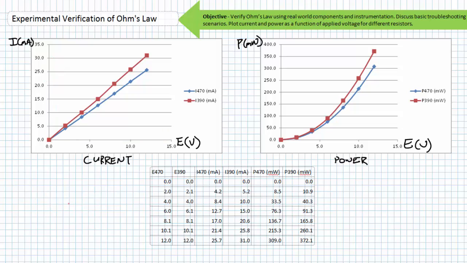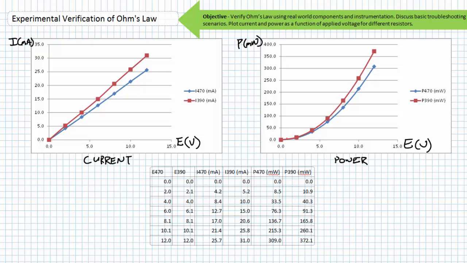Finally, our second graph shows that power is not linear. It's behaving geometrically like a rocket ship. This is an important consideration regarding component performance and specifications. For every doubling of voltage, power dissipated will quadruple.